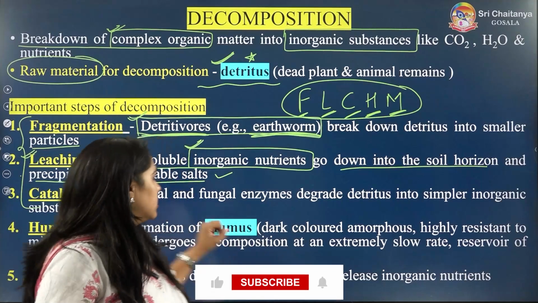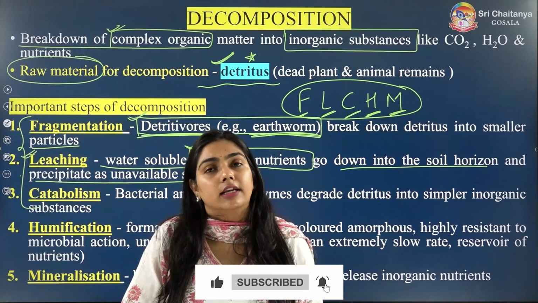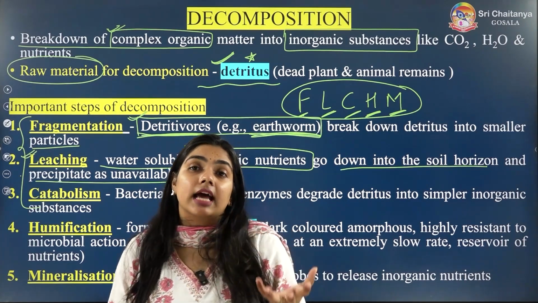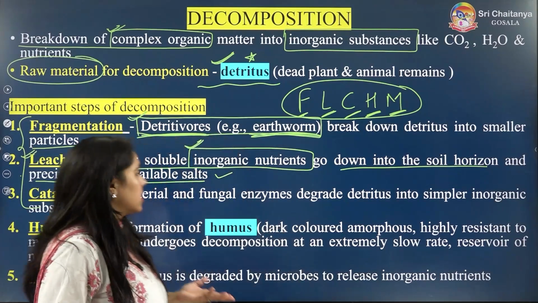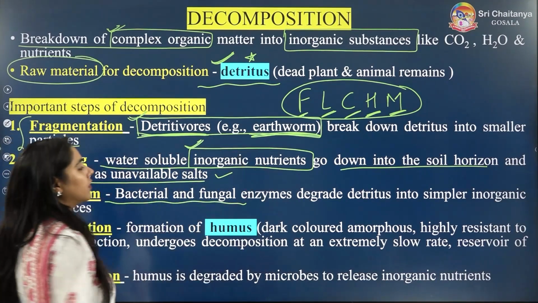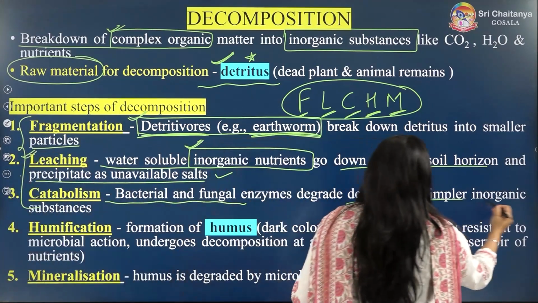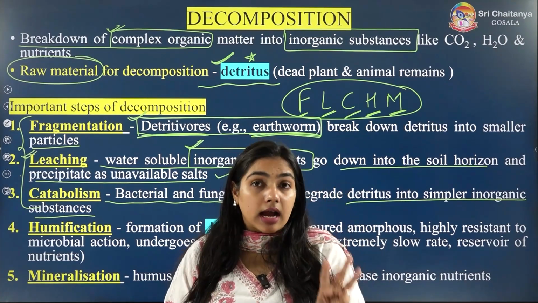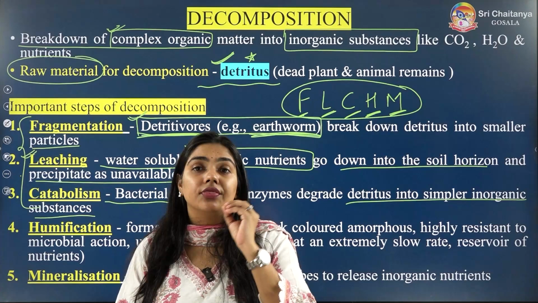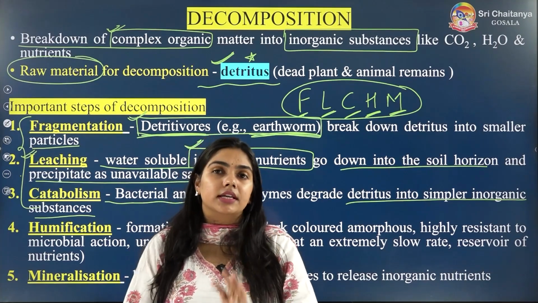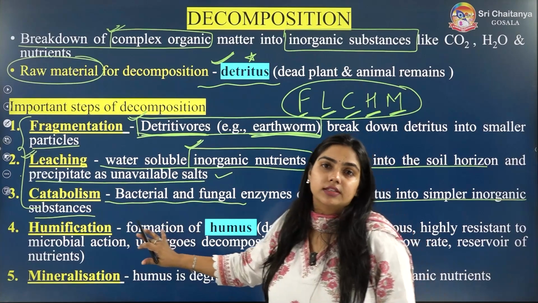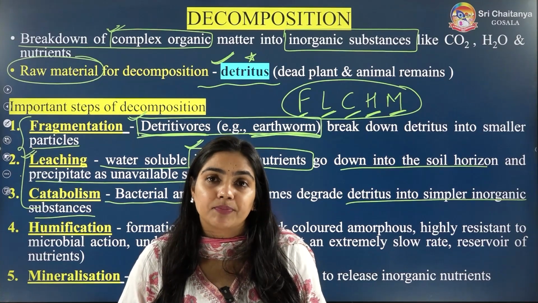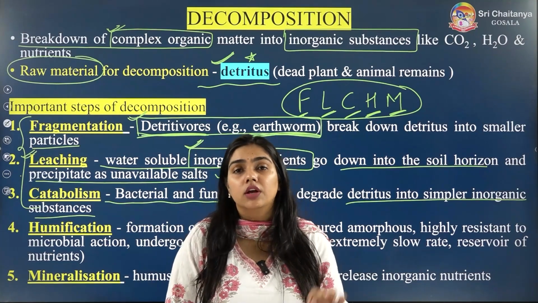The third process is catabolism. Here again breakdown is happening, but that is done by bacteria and fungi. They have the enzymes which will do further breakdown of the detritus. So catabolism is where bacterial and fungal enzymes degrade the detritus into simple inorganic substances. So the first 3 processes take place simultaneously on the detritus. Very, very important line written in NCERT. All these are important lines of NCERT. If you can remember what I am teaching, you can remember the whole NCERT ecology, and you will not miss any question from the NCERT.